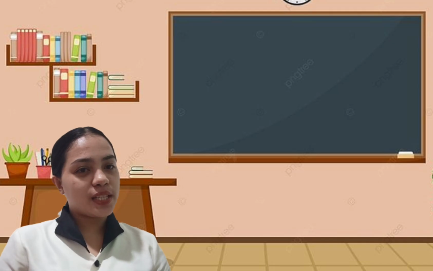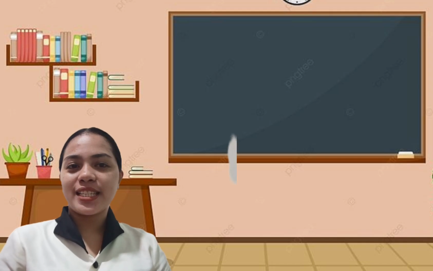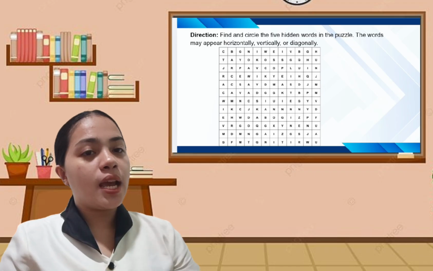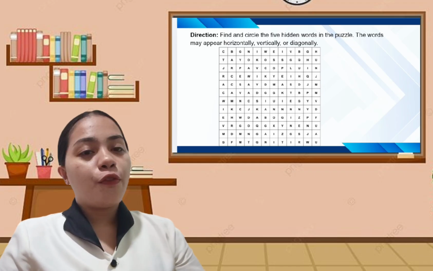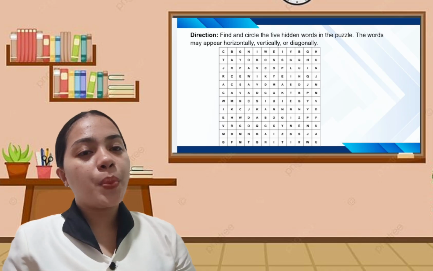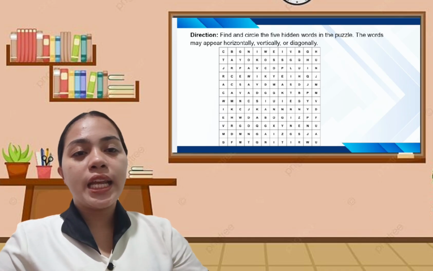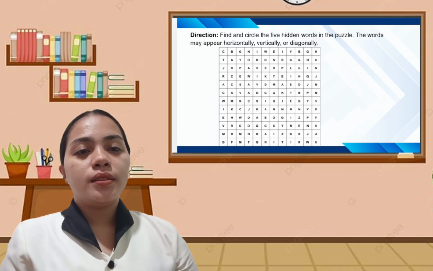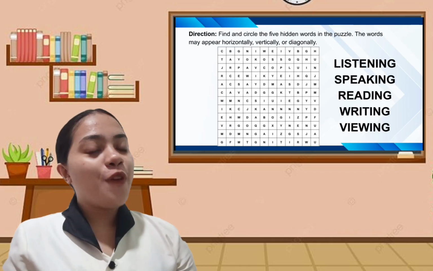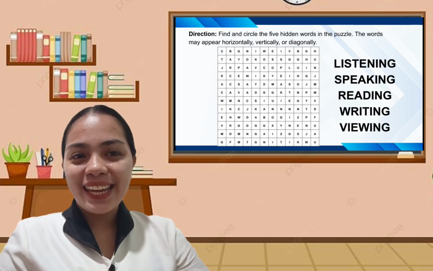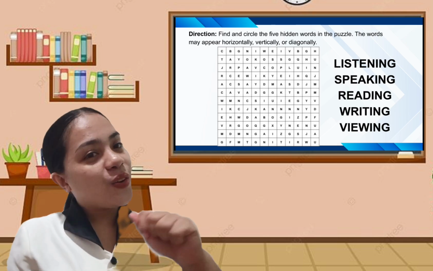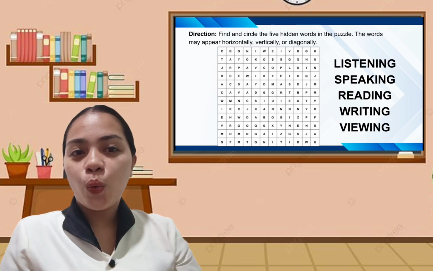Before we start our discussion, let's have first an activity. Our activity is a word puzzle activity, and all you have to do is to find the five hidden words in the puzzle. The words may appear horizontally, vertically, or diagonally. Alright, what words did you find? Very good. Listening, speaking, reading, writing, and viewing.